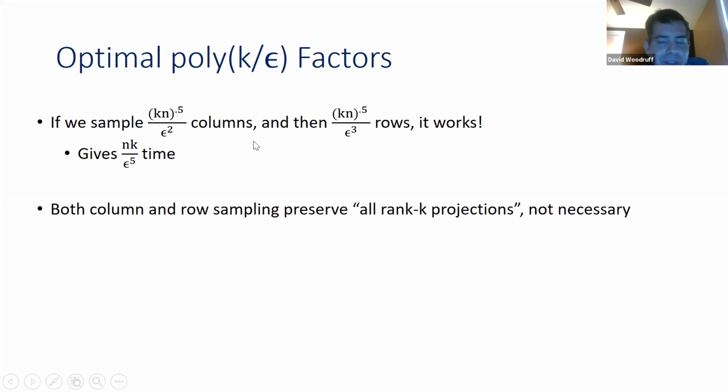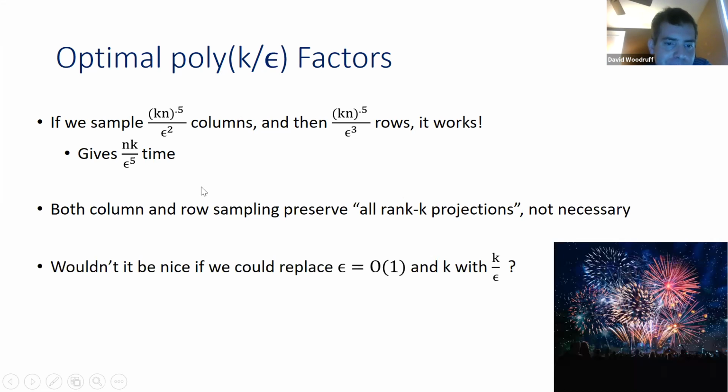So one thing is, if you look at this analysis, both of these column and row sampling procedures preserve lots of stuff. They're very strong. If you're familiar with core sets, they preserve all rank K projections. And this is totally unnecessary for solving this low rank approximation problem. So one of the main ideas that we had, a starting point here, was, wouldn't it be nice if we could look at this bound and replace epsilon with a constant and replace the rank parameter K with K over epsilon?